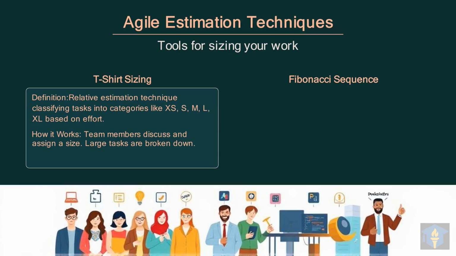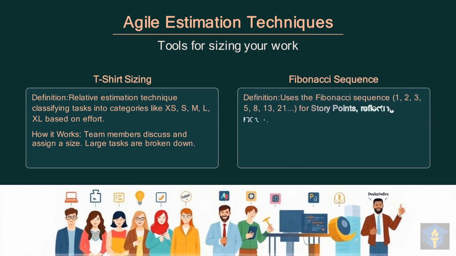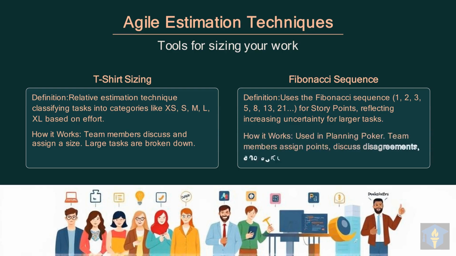Another powerful technique uses the Fibonacci sequence for more granular and precise story point estimation. This method uses the Fibonacci sequence, like 1, 2, 3, 5, 8, for story points, acknowledging increased uncertainty in larger tasks. Often used in planning poker, teams assign points, discuss, and agree on estimates. It's best for experienced teams during sprint planning.